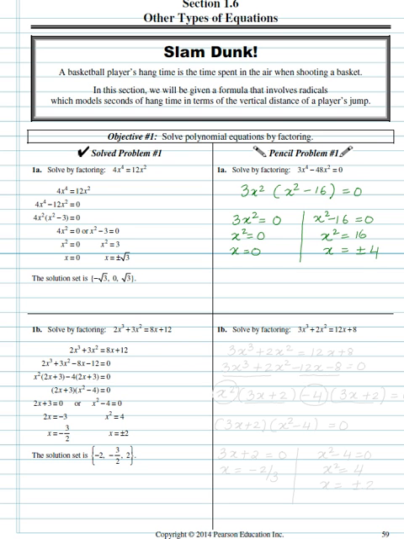Solve by factoring. I have 4 terms here. That is 3x cubed plus 2x squared is equal to 12x plus 8. I bring everything to one side. So 3x cubed plus 2x squared minus 12x minus 8 is equal to 0.